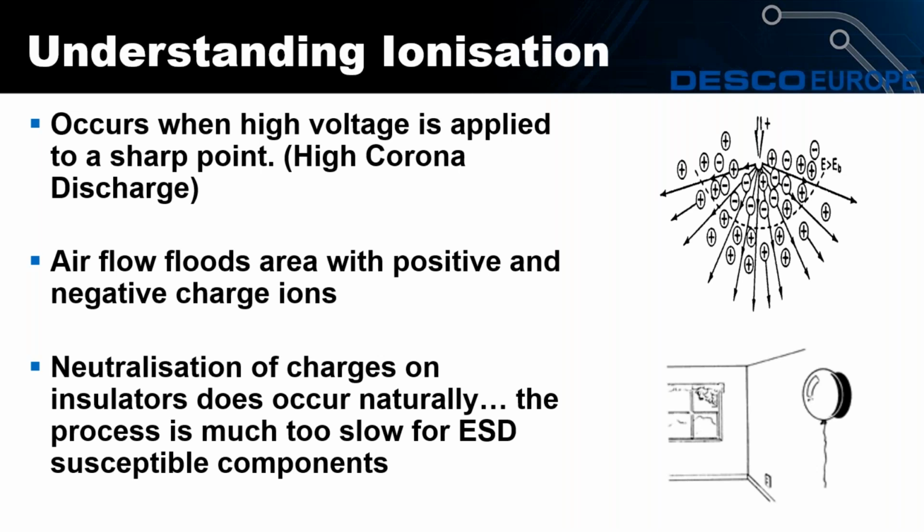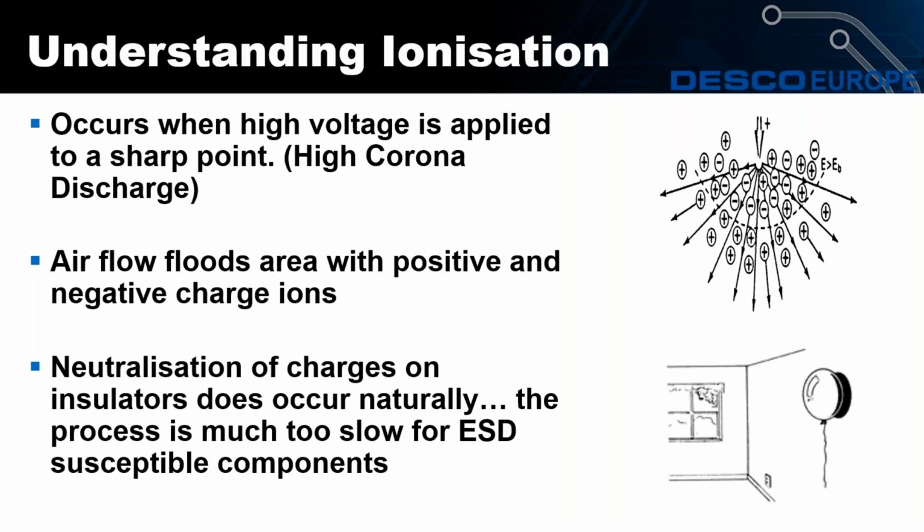So to understand ionisation: it happens or occurs when high voltage is applied to a sharp point, and this is referred to as high corona discharge. And what it's doing is, in the airflow, you flood the area with positive and negative charged ions.